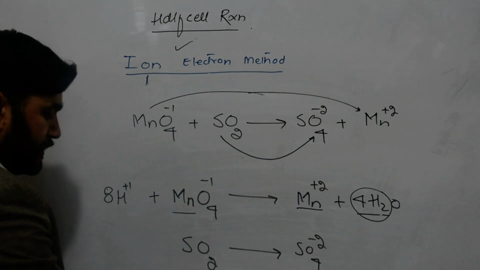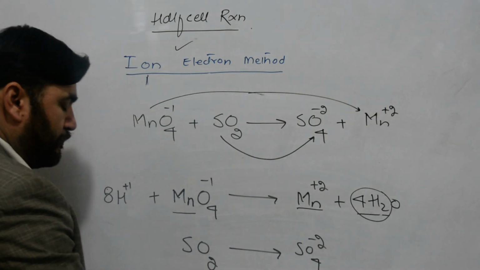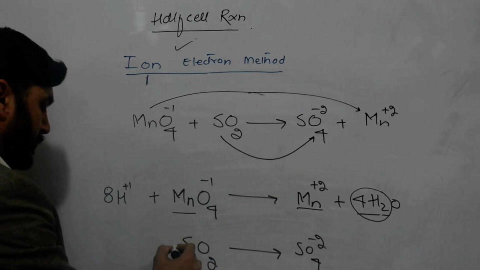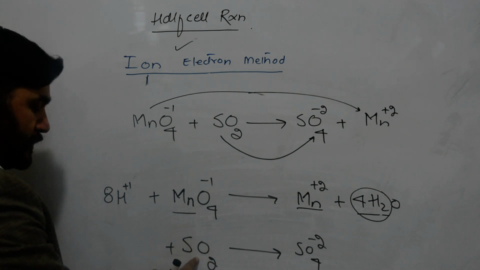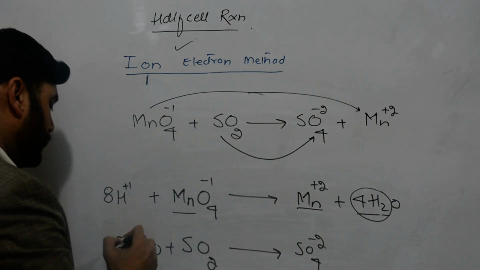Now see, there oxygen is 2, here oxygen is 4. To balance oxygen, we add water molecules on the left side. How many oxygens are less? Here 4, here 2, so we will add 2 water molecules.